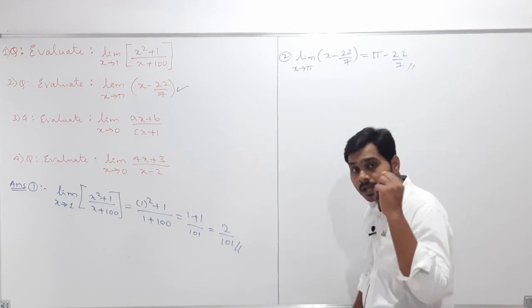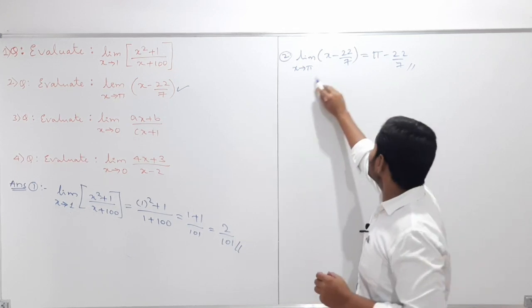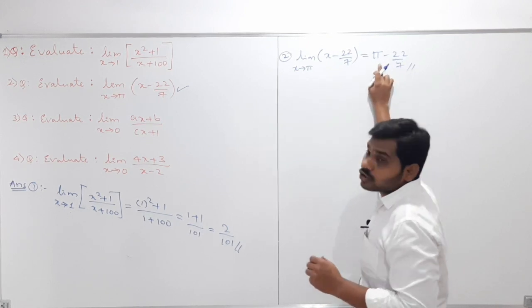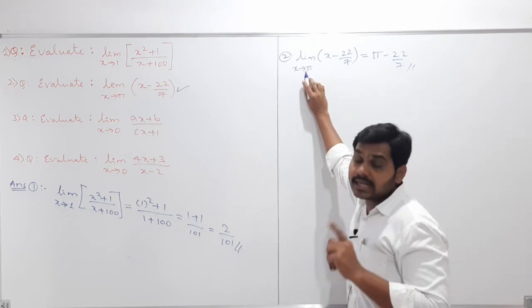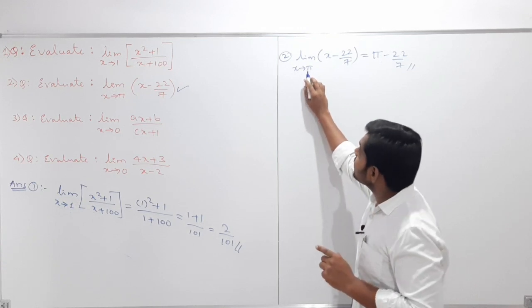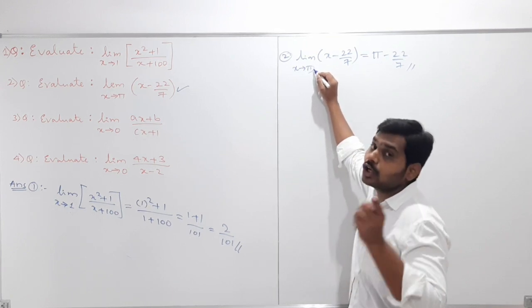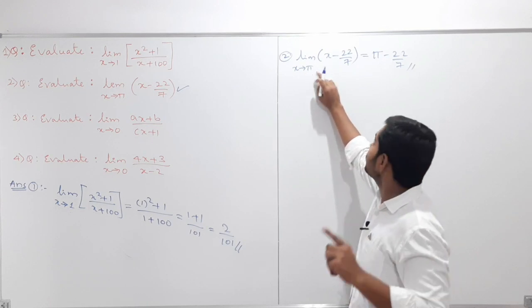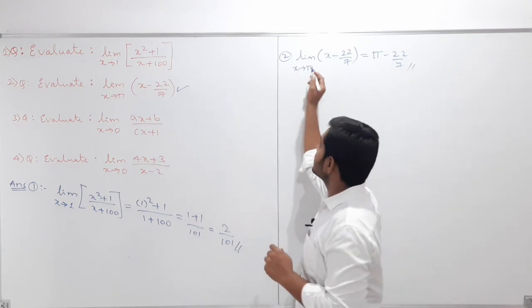Understood? Please remember x tends to pi. You may have a doubt that pi means 22 by 7, so 22 by 7 minus 22 by 7 cancels. You should not think like that, because what I told, my dear students, is that x tends to means we are giving values nearer to this one, in the neighborhood of this pi, not exactly 22 by 7. So therefore simply write pi minus 22 by 7. This is the answer for the second one.